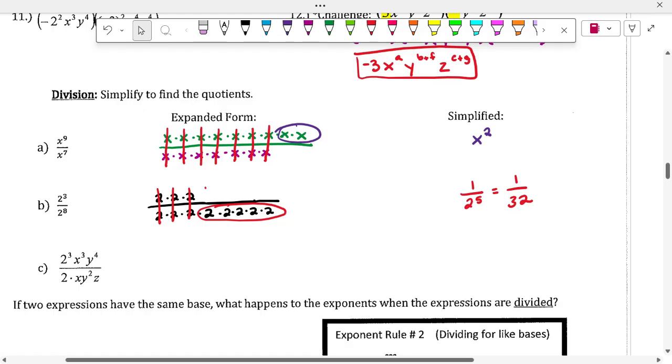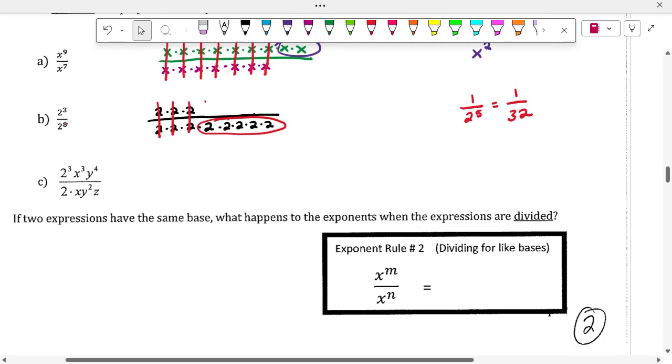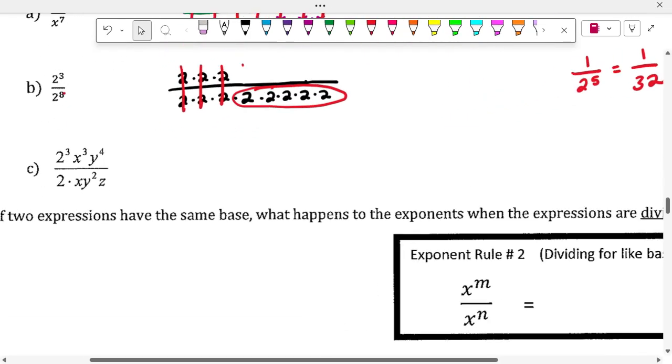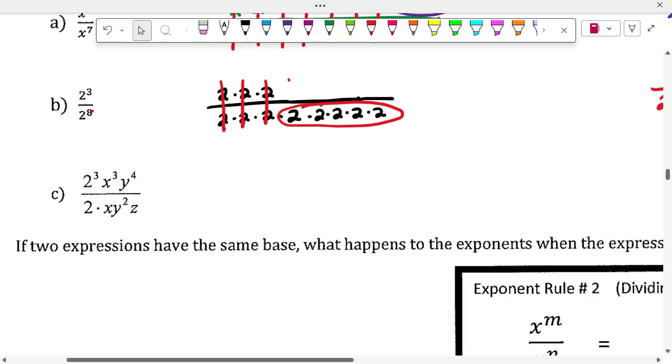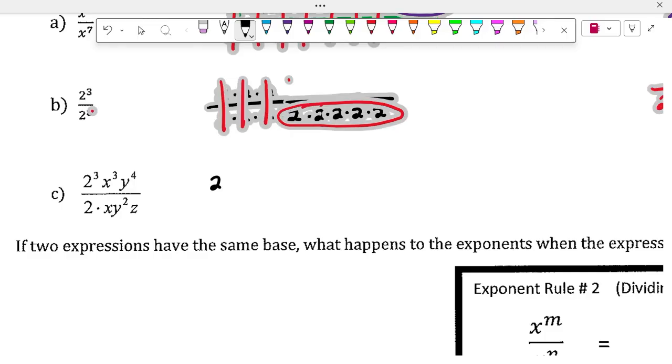Now, we're still subtracting the exponents, but what happens? Right, so they went to the bottom because the denominator is bigger. All right. Now, I'll explain what that means for the rule in a second. So try C on your own. So expand it, see if you can get an answer. So I'll give you at least the expansion.